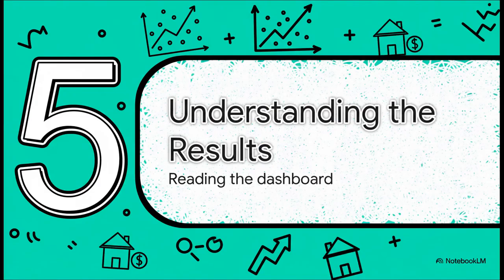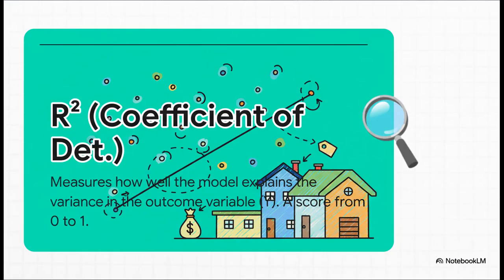All right, so we've built the model, the computer did its thing, it found the best line. Now what? This is the fun part. What is it actually telling us? How do we read the dashboard? Well, one of the first numbers you'll look at is called R². The easiest way to think about it is like a report card for your model. It's a score between 0 and 1 that tells you how much of the story your predictors are actually explaining.